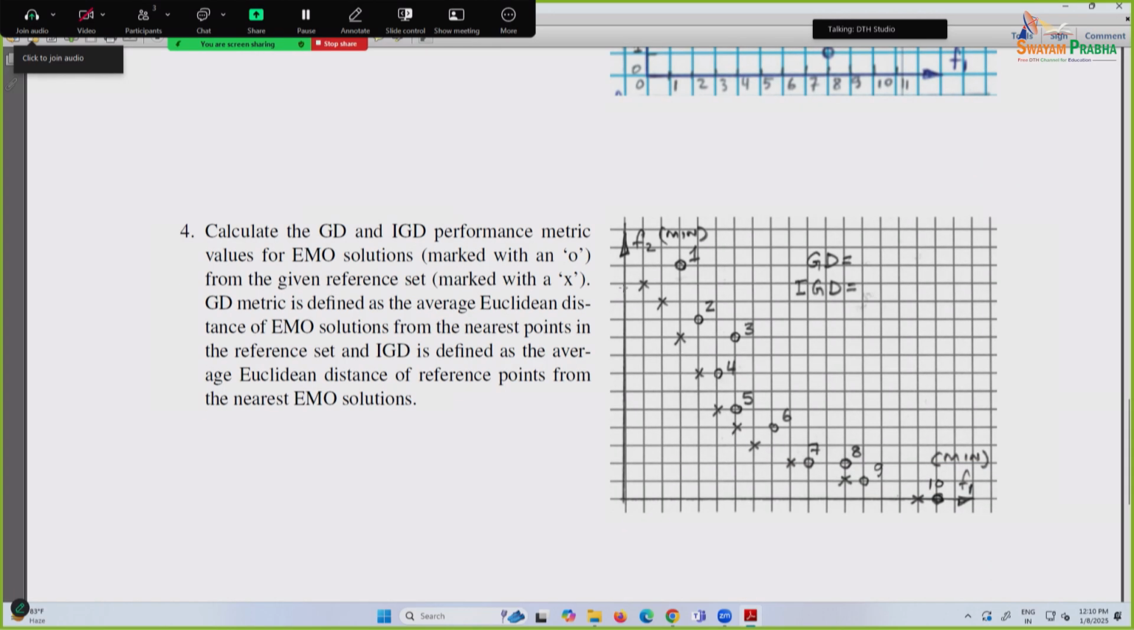Okay, and IGD is the opposite. For IGD, you go for each one of the crosses and see which of the circles is close. For this one it will be 1. For the second one, either 1 or 2 is the same distance, you can take any one of them. For this it's clearly that. For this it's 4, for this it's 5, like that you can do, and sum all of them and divide by the number of crosses. That gives you the IGD. So it's the average distance from the reference point to your set.